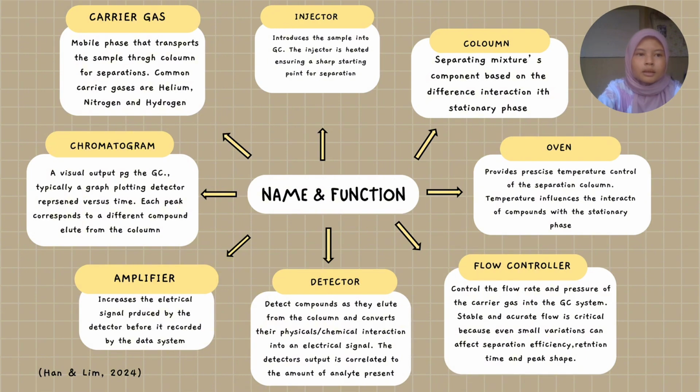The sixth one is the detector. After separation, the compounds reach the detector. The detector converts the compounds into electrical signals, and the signal strengths depend on the amount of the compound present. The signals are sent to the amplifier, which makes them stronger so they can be recorded clearly. Finally, the data system displays the result as a chromatogram, which is a graph of detector response against time. Each peak on the graph represents a different compound. That's all.